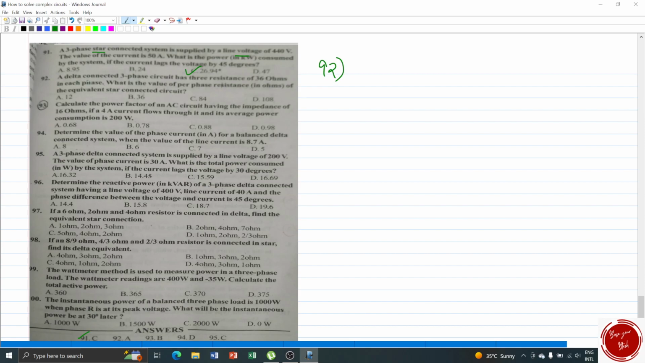Now, question number 92. A delta connected three-phase circuit has three resistance of 36 ohms in each phase. What is the value of per phase resistance of the equivalent star connected circuit? So, if every value of a delta connected resistor network is R, then when you make it into a star connected one, every value will become R by 3. This you need to memorize. In the reverse case also, you have to multiply it by 3.